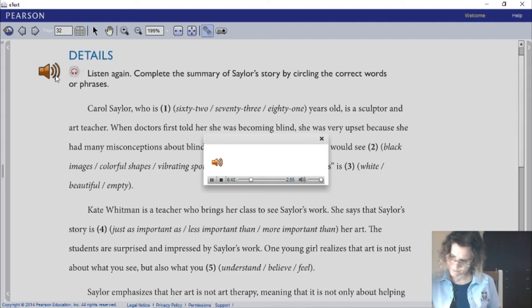Sammy is right here, to your right. My name is Kate Whitman, and I teach art at Harrison High School. Today I brought my 3D multimedia sculpture class to see Carol Saylor's work. For me, her story is just as important as the work itself. She's been through so much hardship, and she's found a way to always overcome and find a way to be positive and keep persevering. Today we're talking to about 12 students.